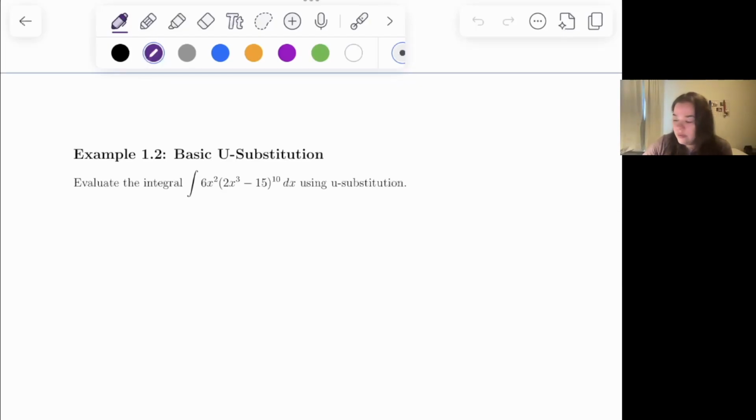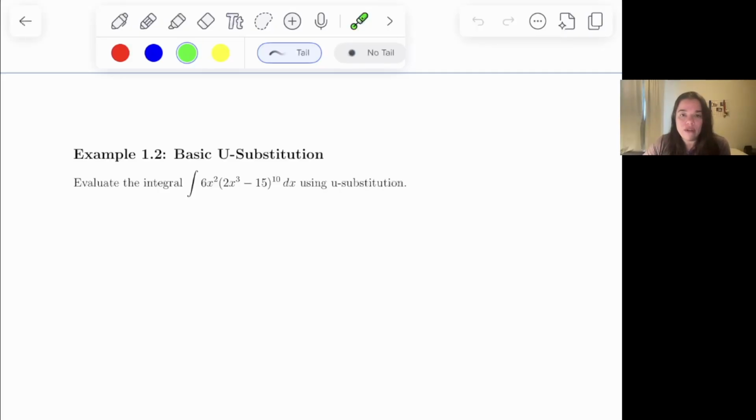Evaluate the integral. Here we have a complicated integral given to us using U-substitution. Now, I know this tells us what method to use, but let's pretend you were on an exam and your teacher did not tell you what method to use and just said to evaluate the integral. You're going to have to get good at recognizing when U-substitution is an appropriate strategy.